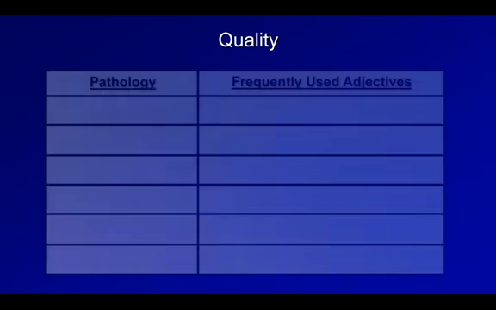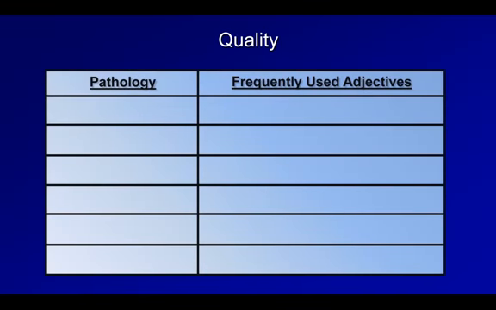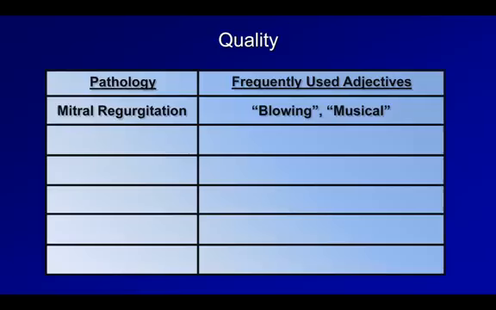This brings us to the quality of the murmur. This is the most subjective and non-specific of the 7 murmur characteristics presented here. It is essentially the difficult to describe timbre of the murmur. The murmur of mitral regurgitation is frequently described as blowing or musical.